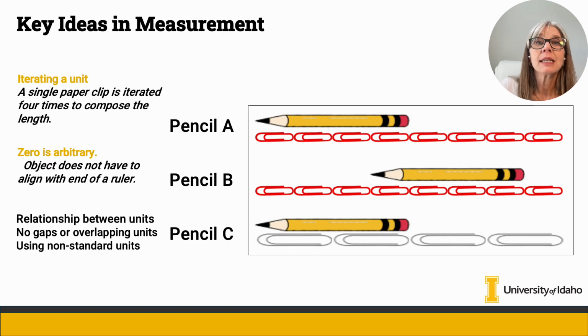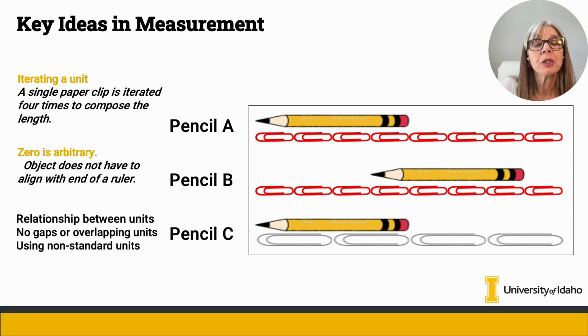This slide presents several key concepts about measurement in general. First, when we are covering, filling, or like in this example, matching units, we do not overlap units or have any gaps between the units. We call students' attention to the ideas of iterating a unit, that a composed unit is a measurement of single units. Zero is arbitrary. In this case, the pencil does not have to align with the end of the ruler to find its length. It is 4 paper clips long, as we see in the picture.